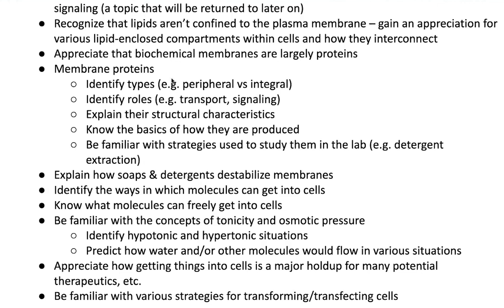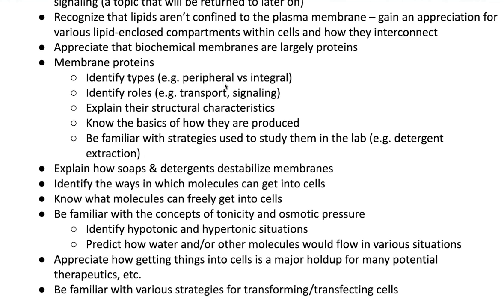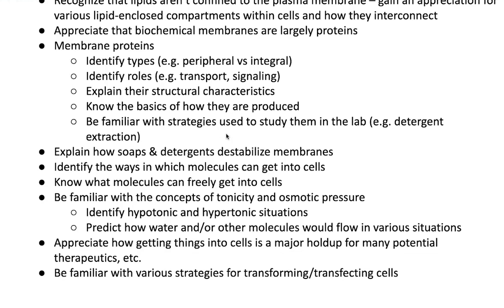Speaking of these proteins, identify the types of membrane proteins. So you can have peripheral, which are just hanging out on one side, or integral, where basically they're actually going through the membrane. Identify various roles that these membrane proteins can have with transport or signaling. Explain their structural characteristics, and know the basics of how they are produced.